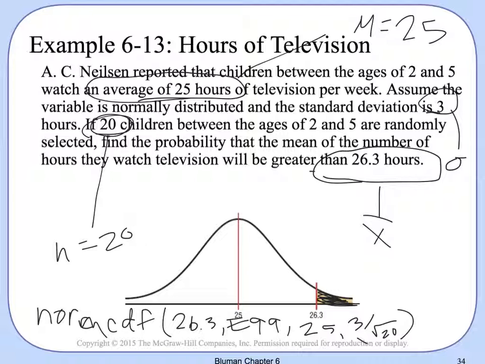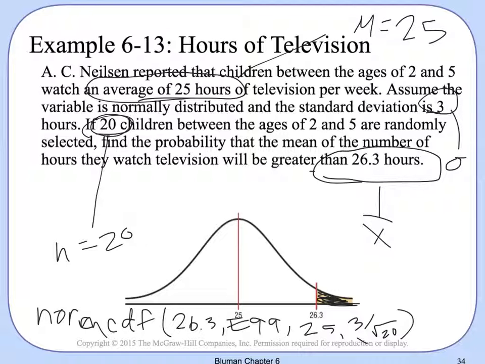Okay, so a quick review of how we type it in. You go to your distributions, find NormCDF, which is the second one down. Your low value is 26.3. Your high value is E99. The mean is 25. That's the population mean. And then for standard deviation, it's 3 divided by square root of 20. Okay? You cannot just put 3.